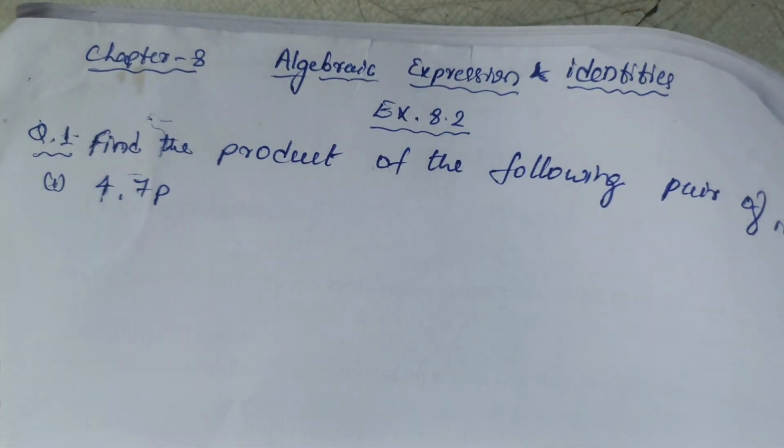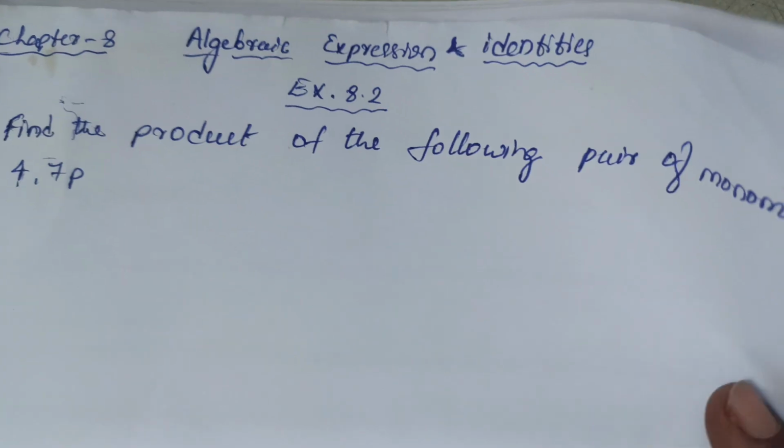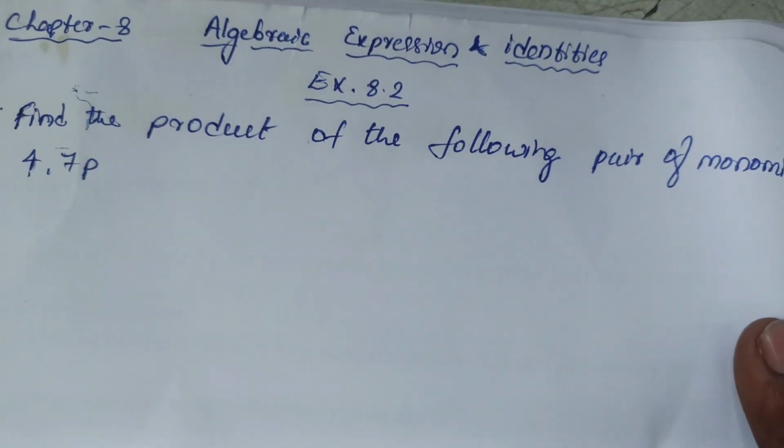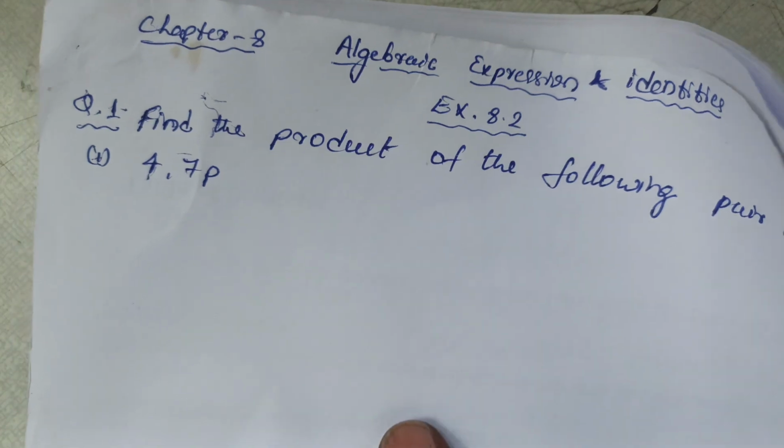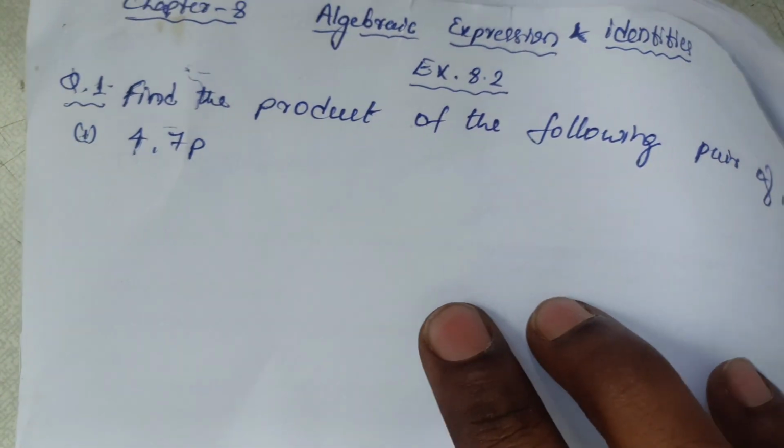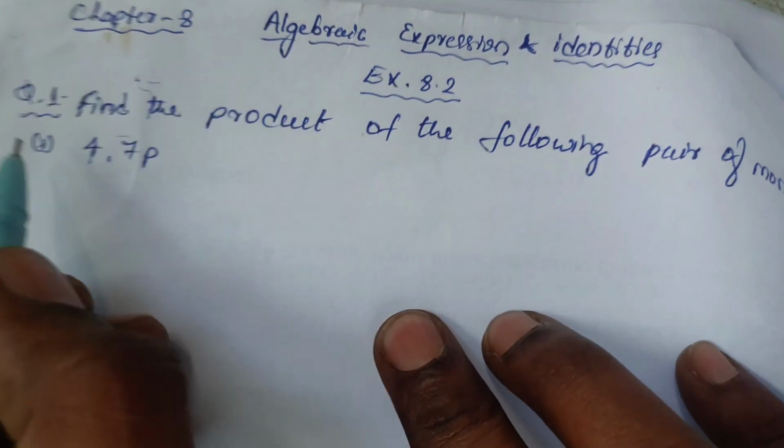So the question given here is: find the product of the following pairs of monomials. Okay, monomials they have given. Let's solve question number 1. Let's see how we take up the question.